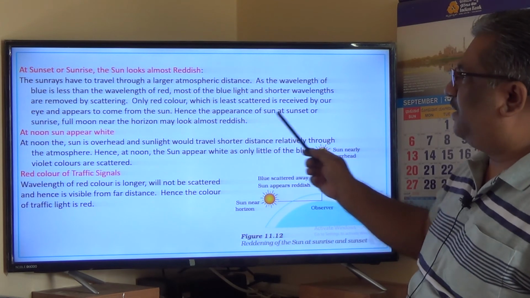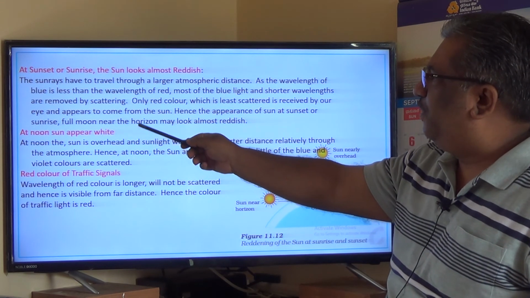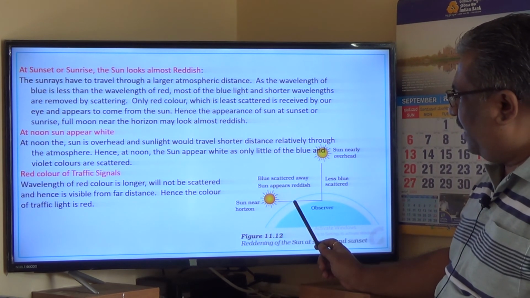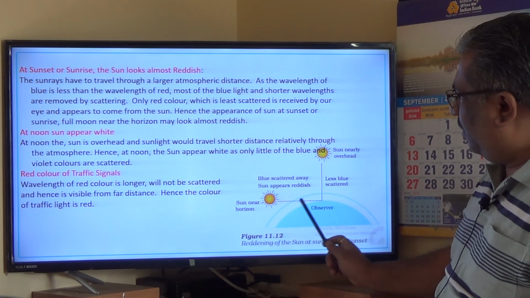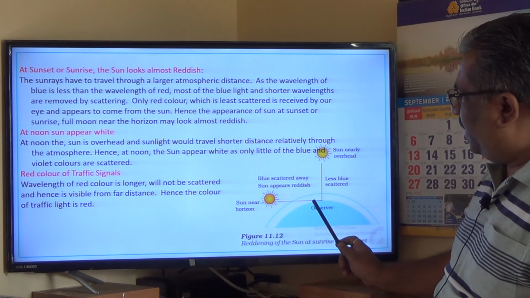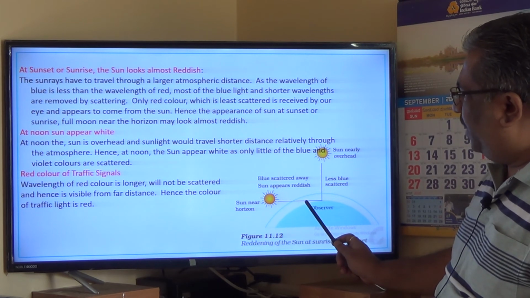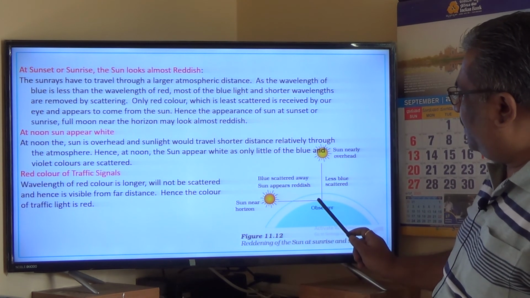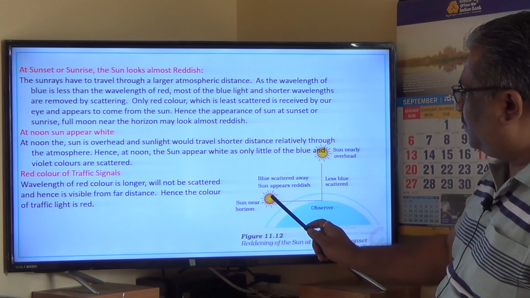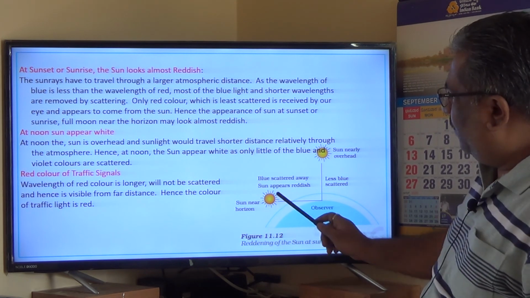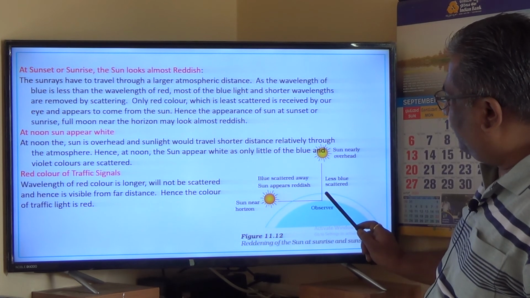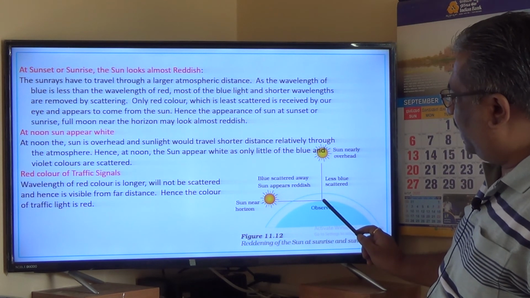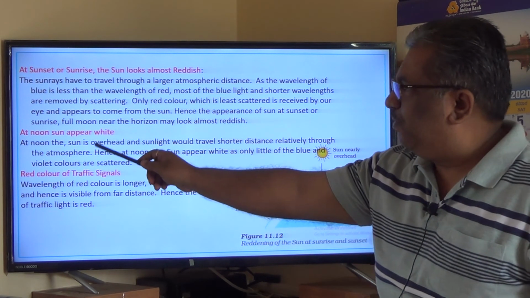Hence the appearance of the sun at the sunset or sunrise, and during the full moon near the horizon, may look almost reddish. Here the sun rays are entering the atmosphere from here to here. They travel longer distance. The finer particles of this atmosphere will scatter away the blue light. Blue light goes this way, red light travels straight, reaches the observer, giving the appearance of the sun to be reddish in nature. When the sun comes over here, in that case, this is the distance traveled by the sun ray through the atmosphere. That means at noon, sun appears white.